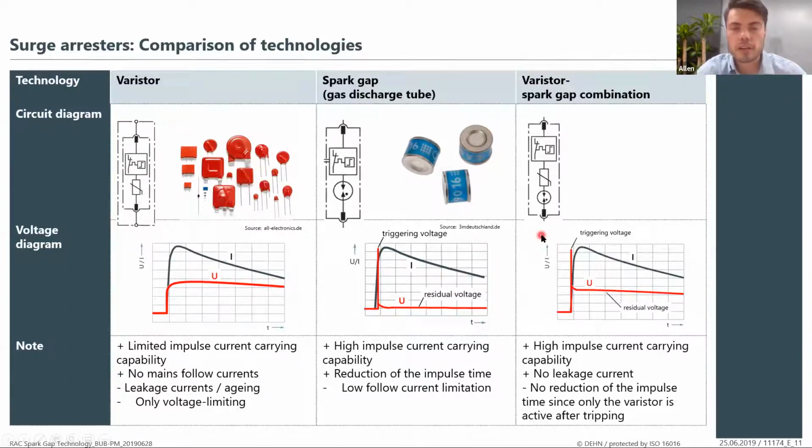But what we've done with our type 1, type 2 combined SPDs, we actually included this in the same surge protection device, which gives you the best of both worlds. Now you have an SPD that's capable of withstanding a lightning current due to the spark gap technology, and also gives you that finer voltage protection level provided by the varistor. This is indicated in the graph as well. So you still have your switching spike, the triggering voltage for the spark gap, and then the MOV reduces the residual voltage to below a certain value.